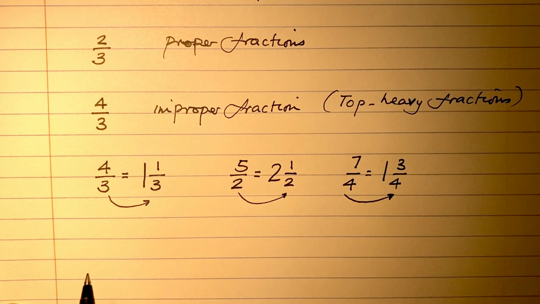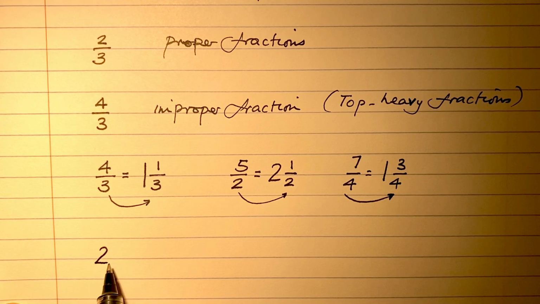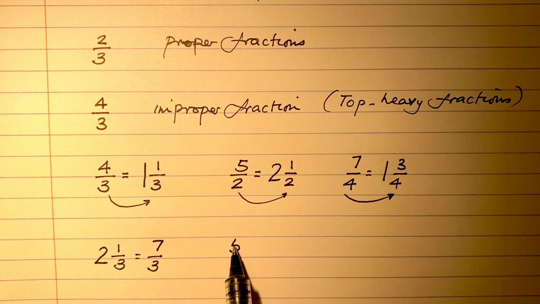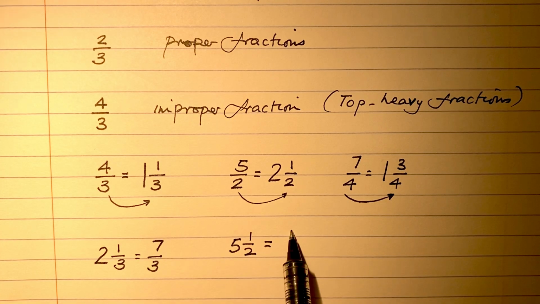Sometimes you need to change a mixed number into an improper fraction. So multiply the larger number outside, 2, by the denominator. 2 times 3, 6. Add to its top. 6 add 1, 7/3. Now 5 and a half: 5 times 2, 10. Add 1, 11. Same bottom number, 2.